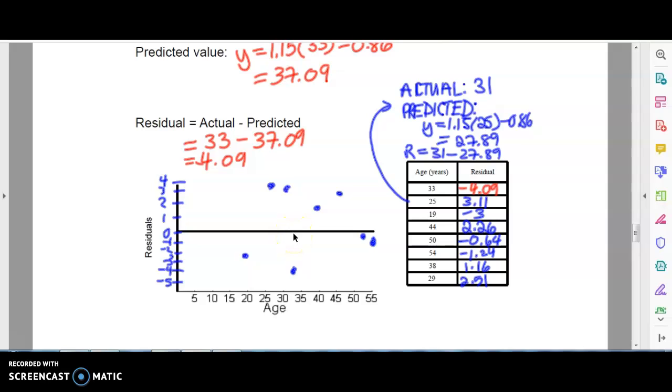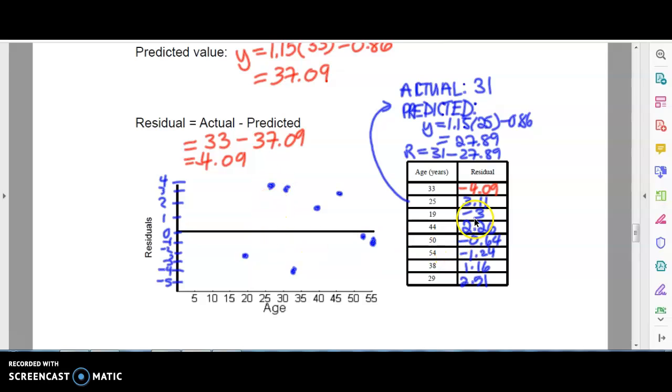Okay, we can do the second point. So at an age of 25 years, the actual point is 31. The predicted value, we put in 25 into our formula for our line of best fit, and it gives us 27.89. So we do actual of 31 minus predicted of 27.89, and that gives us 3.11. So again, to plot that, we go to the age of 25, and then we'd be just a little bit above 3 over this horizontal axis. So you can see this point is just a little bit above 3.